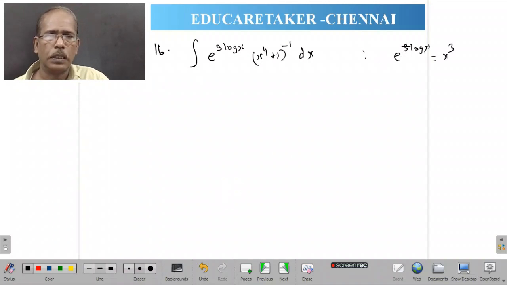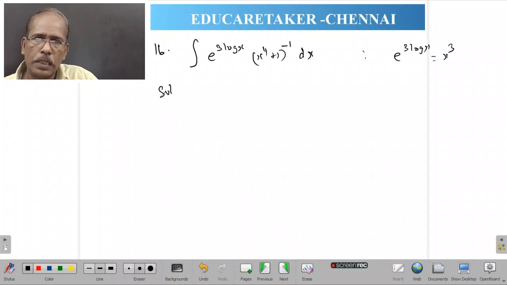x cube. The 3 becomes the exponent of x. e power log x cube is nothing but x cube, following the previous formula. e power log 5 equals 5, the same thing. So let us start the solution part. I is the integral of e power 3 log x cube, that is x cube dx.